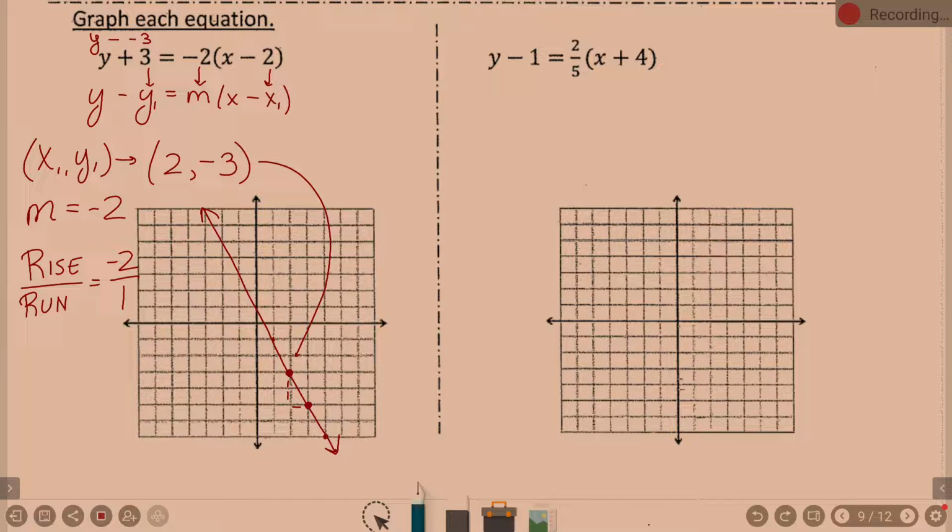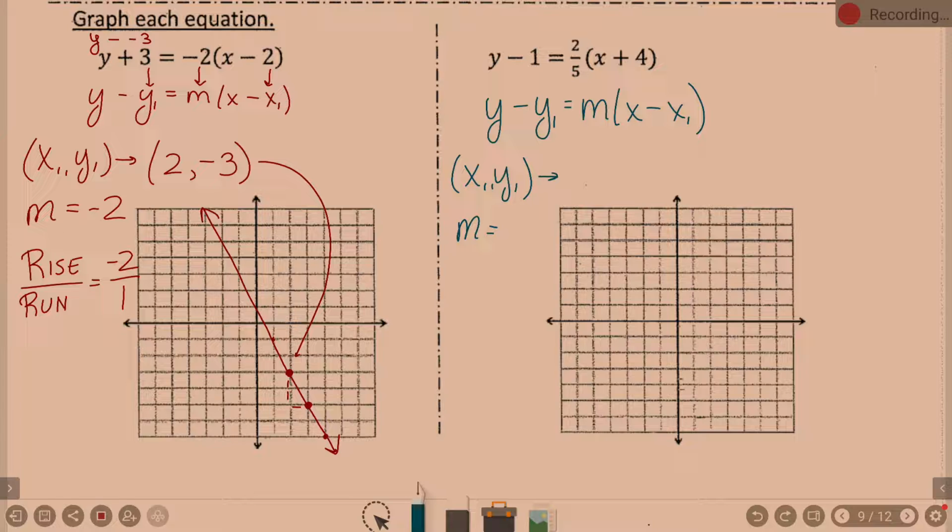Y minus 1 equals 2/5 times x plus 4. You guys can have fun with this one. This one is, again, in point slope form. Start to write the actual slope. Okay, guys. In order to graph this, I need a point and I need a slope. So I need an XY ordered pair and I need a slope.